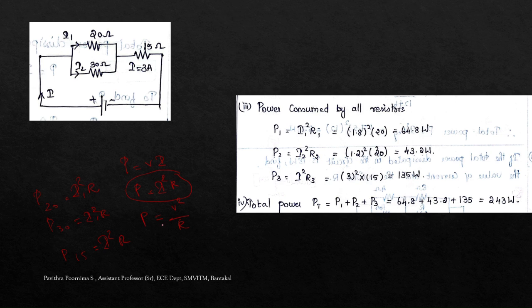So we can find the power by using I squared into R. Here it is I1 squared R1, I2 squared R2 and I squared into R3. Finding the individual powers, the total power is the sum of all the individual powers, which gives the answer 243 watt. Writing the unit is very important in all the numericals here. So this is about KVL, KCL, and power and energy, and even Ohm's law and the current division and voltage division rules. Thank you.